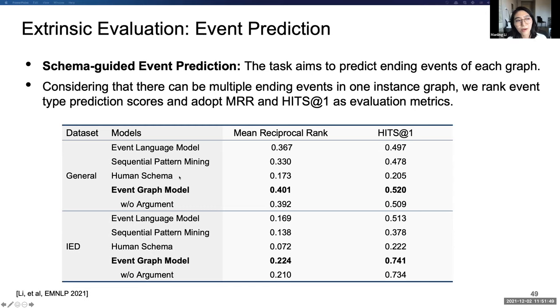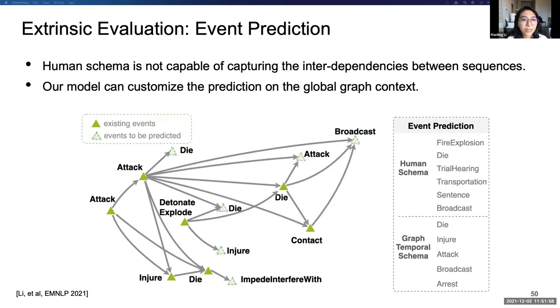I think this is mainly because the human schema is more comprehensive, but it cannot condition on the existing graph. For example, in this example, these solid nodes are the nodes of the existing graph, and these dotted nodes are the future events that we want to predict. The human schema may predict the sentence event because sentence always happens with attack events. But this existing graph didn't mention anything about justice, trial hearing, or arrest events. In our probabilistic model, we can predict the related events conditioned on this existing graph. But the human schema just includes the wrong information because it cannot condition on the existing graph.